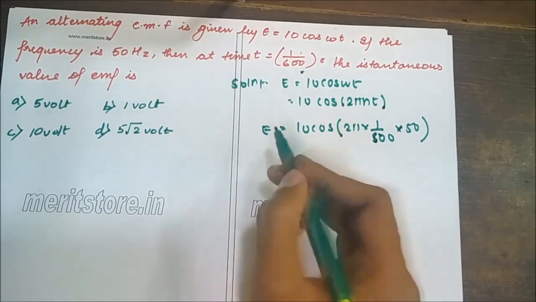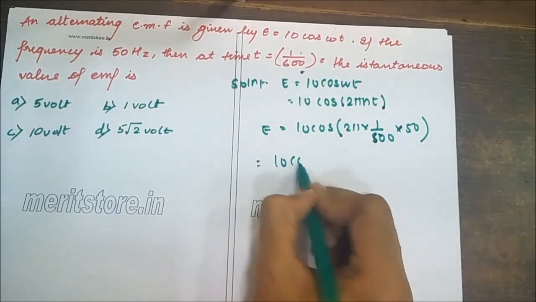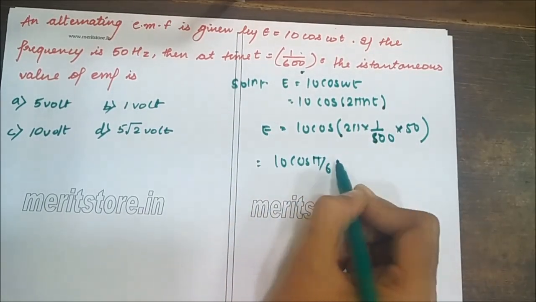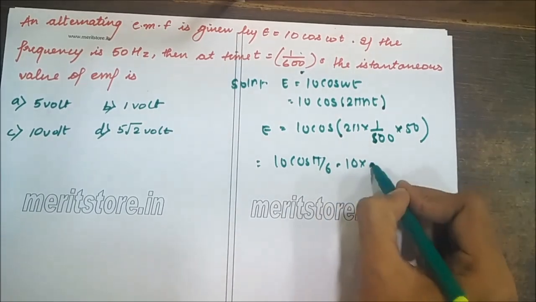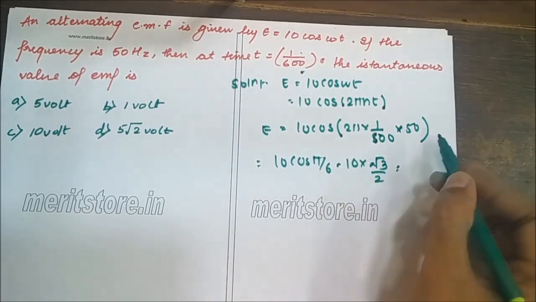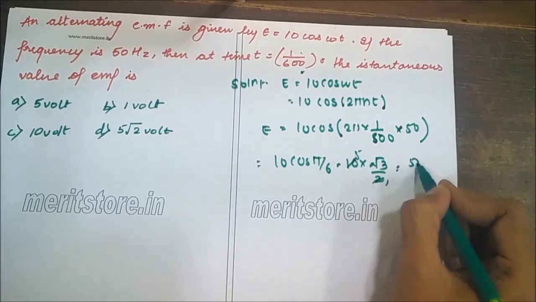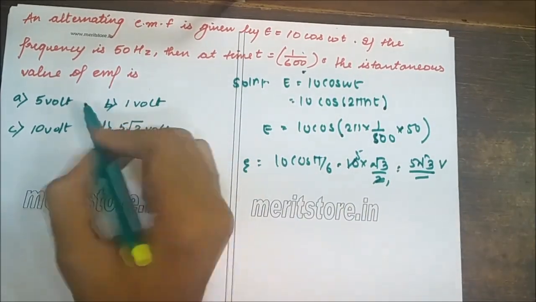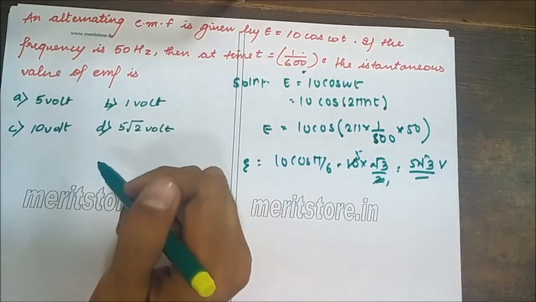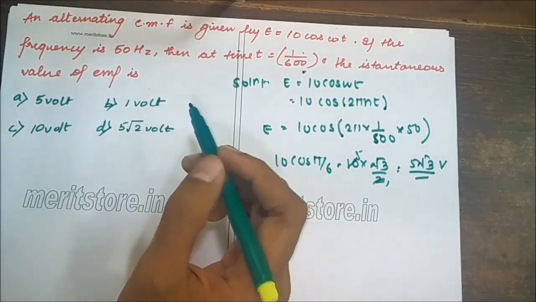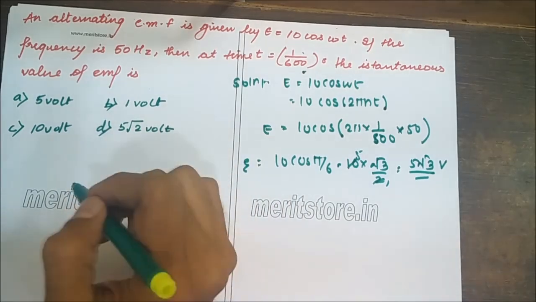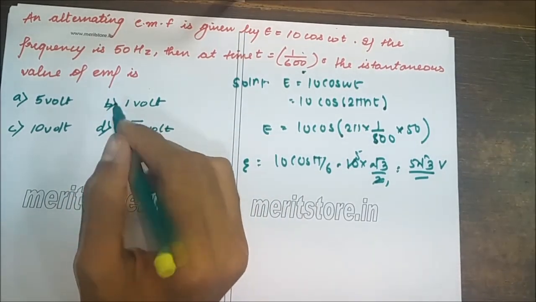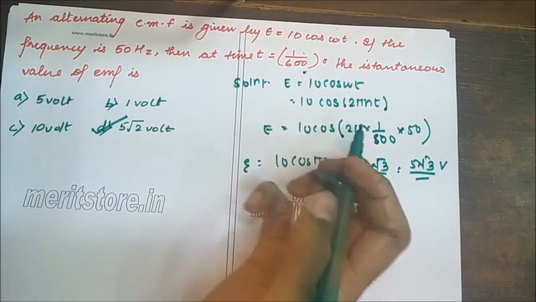So your E value comes out to be 10 cos pi by 6, and cos pi by 6 gives you root 3 upon 2. So that becomes 5 root 3 volts of EMF induced. So the correct option is D, that is 5 root 3.